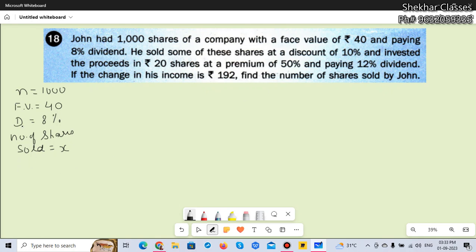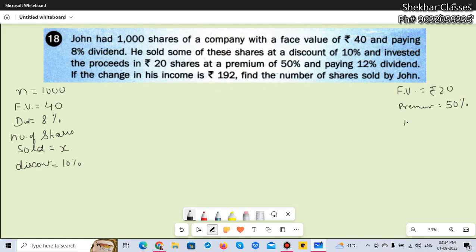So the discount rate is 10%. Remember, this is the discount, not the dividend rate. This is the discounted price. He invested the proceeds, whatever money he got, in a share of face value 20 rupees at a premium of 50%. So this is not at a discounted rate, it's a premium price.